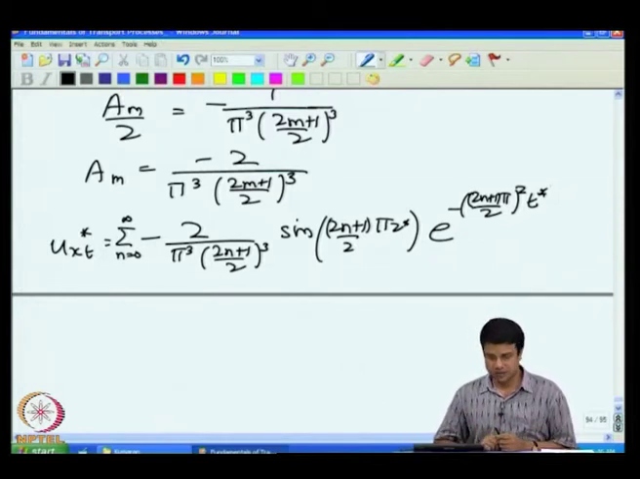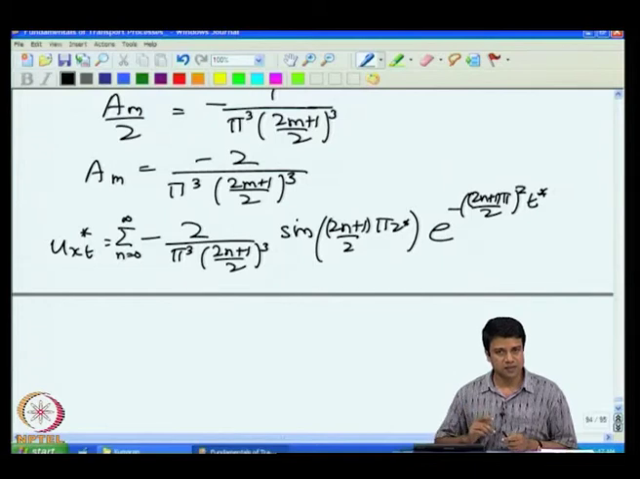So, this solution has all of the features of the previous solution by separation of variables. You have a series of harmonics, a complete basis set, and the higher order terms in the series decay exponentially in time, and as n increases, the rate of exponential decrease in time is faster. So, these have the same characteristics as the solution for the flow between flat plates, except that the basis functions are now slightly different.